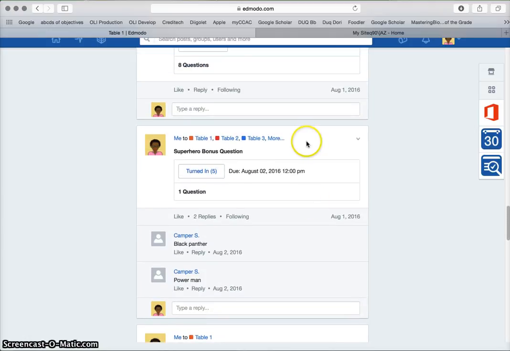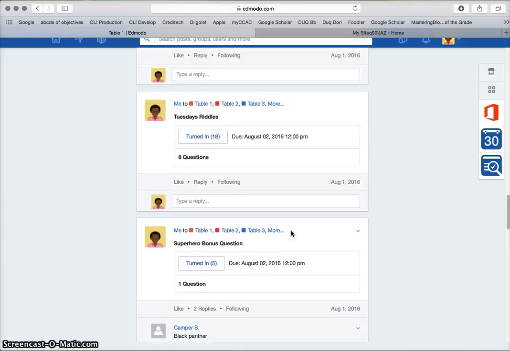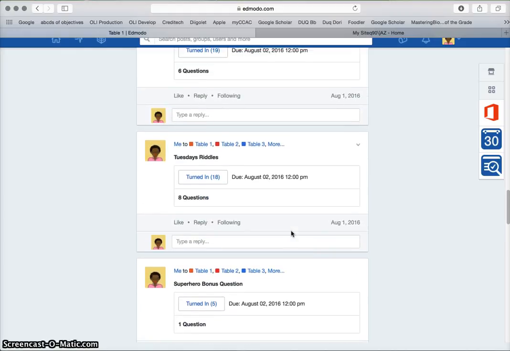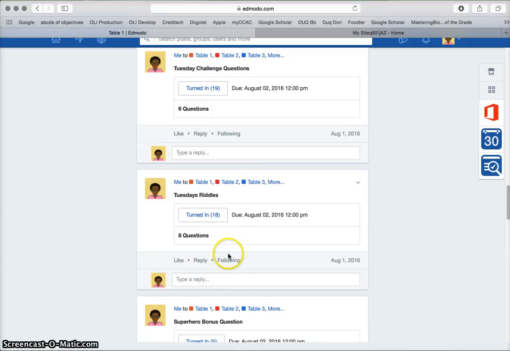Bonus questions, as you can see here. For example, who was the first African American superhero? The students can turn in either as a group or for their particular table, or they can turn in individually depending on the type of question and what the educator requires. Then there are groups of riddles, which typically ranged anywhere between 5 to 10 questions per day, and those were graded individually. So, for example, let's look here at Tuesday's riddles.